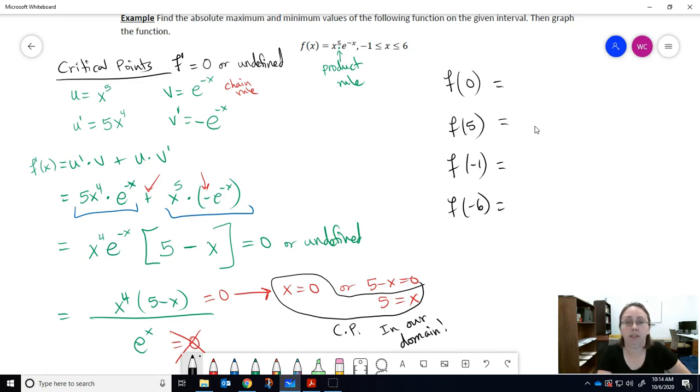All right, if we plug 0 in, 0 times a number is 0. Then 5 to the 5th times e to the -5. All right, calculator. Let me write it out first. Make sure you practice the e button on your calculator.